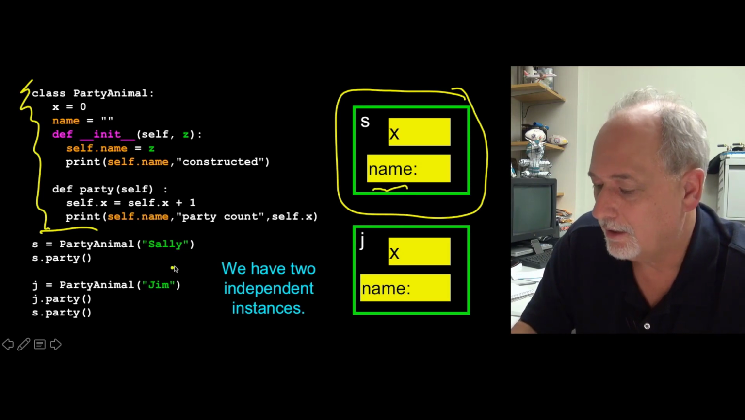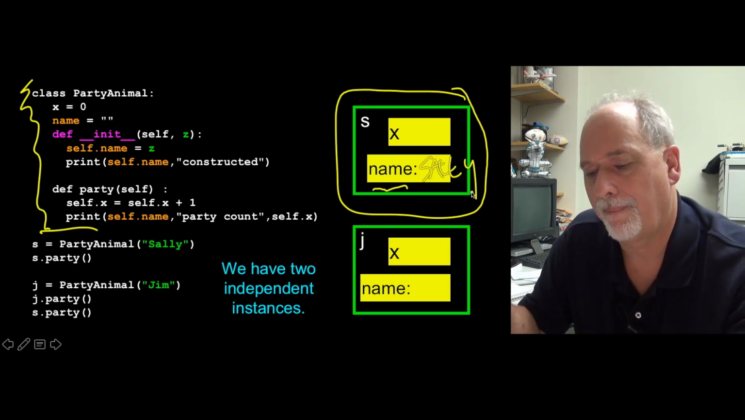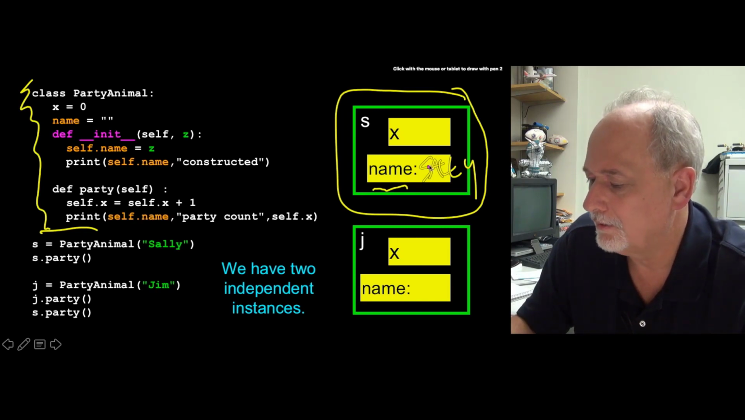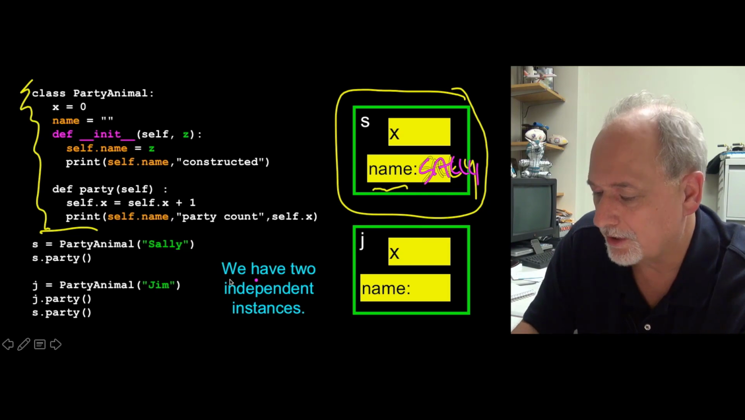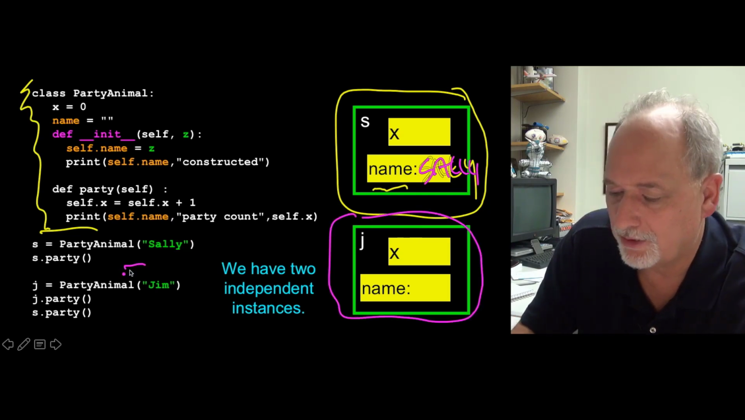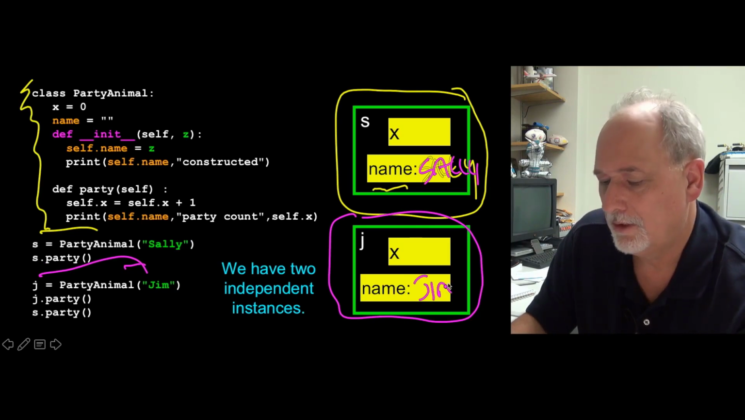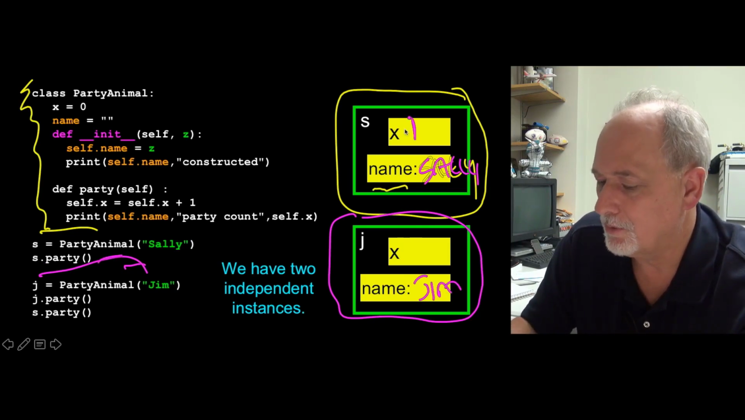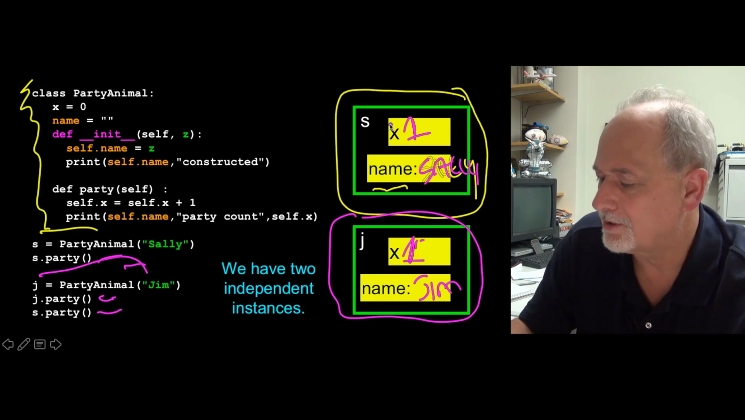And now we say, let's make, and that's going to have a Sally in there. And then we're going to do another constructor, and so it's going to make a whole new thing, and it's going to store that in j, and this one's going to have Jim in it. S party, then this turns into a 1, and then we're going to call j party. That turns that into a 1, and then s party will cause this to be a 2.